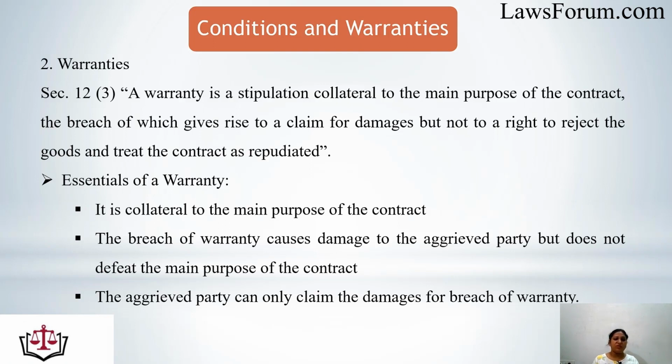So what are the essentials of a warranty? It is collateral to the main purpose of the contract. The breach of warranty causes damage to the aggrieved party, but does not defeat the main purpose of the contract. This is a major difference between a condition and a warranty. Third, the aggrieved party can only claim damages for breach of warranty, but can rescind the contract for breach of condition.